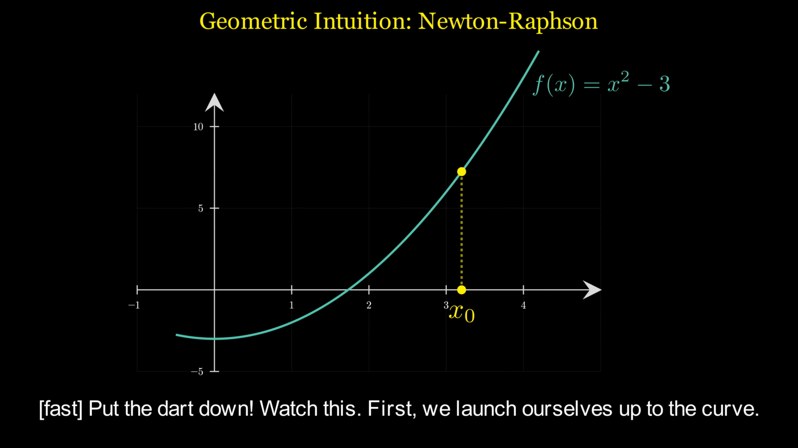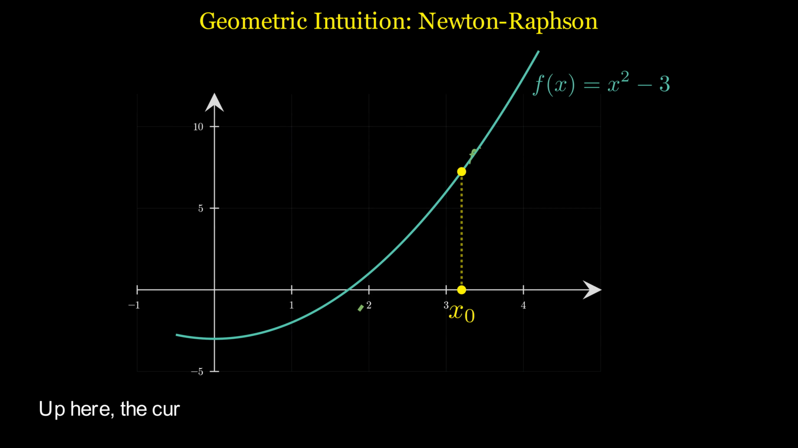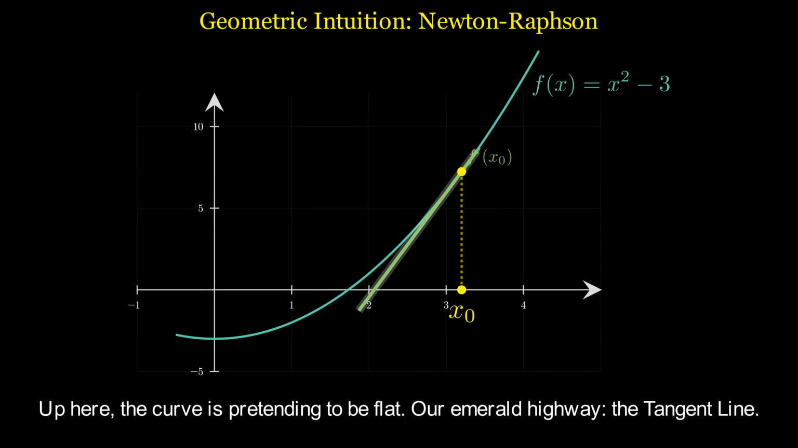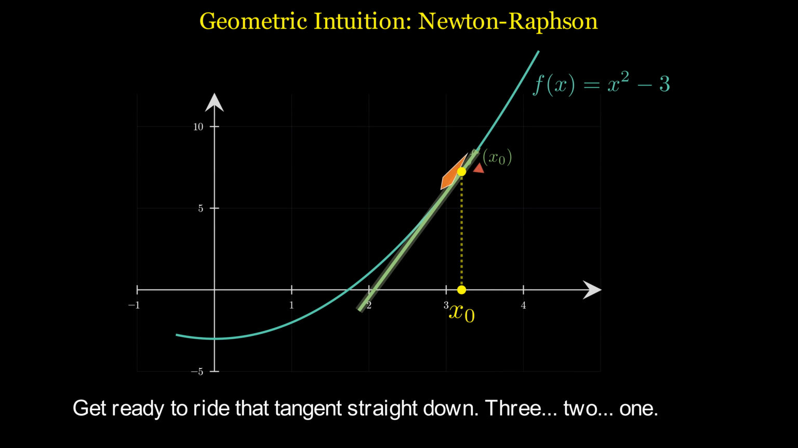First, we launch ourselves up to the curve. Up here, the curve is pretending to be flat. Our emerald highway, the tangent line. Get ready to ride that tangent straight down. 3, 2, 1, slide!